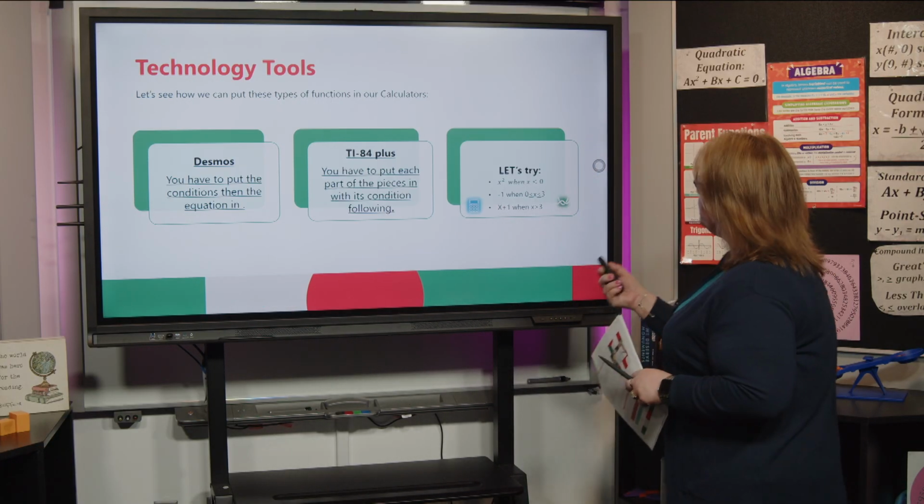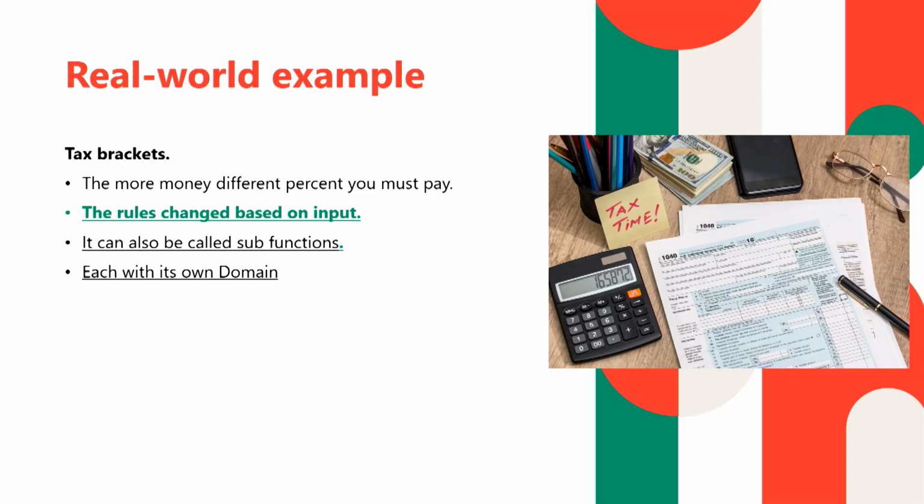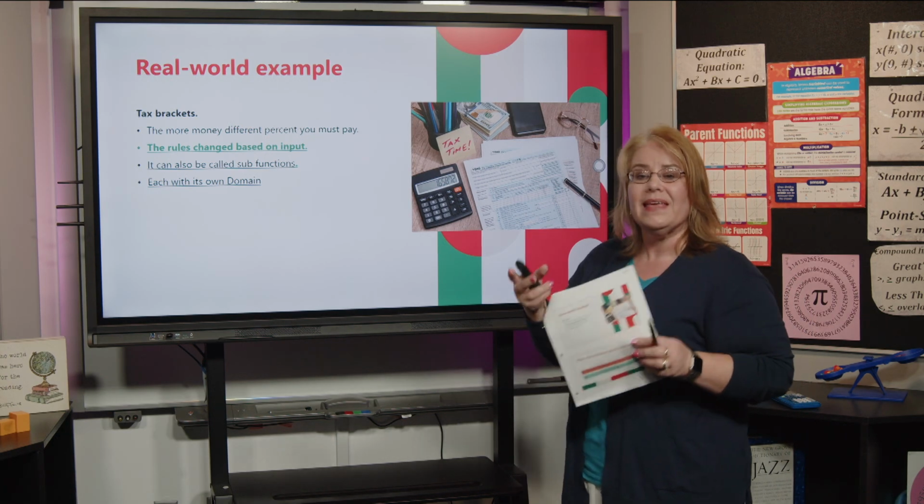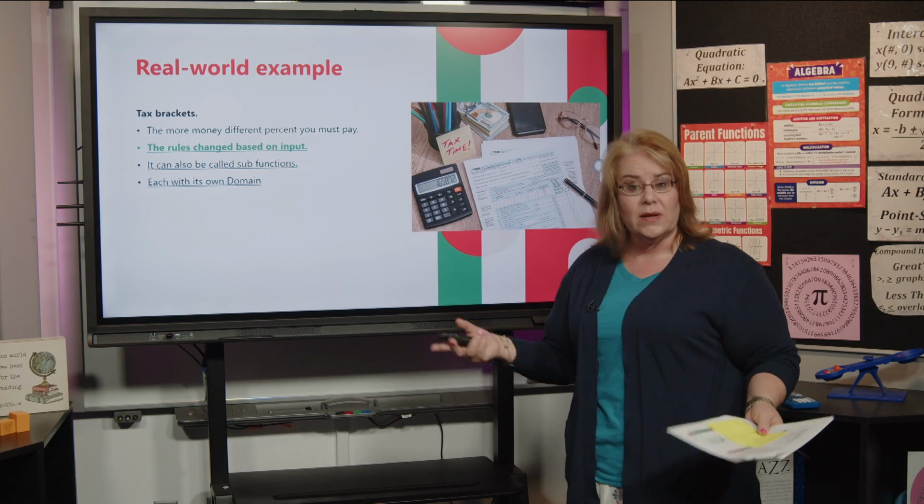All right. A real world example. Tax brackets. Everybody pays taxes sooner or later. The more money, different percentage that you pay. So the more money you make, the more taxes that you pay. The rule changes based on the input. The input is how much money you make.